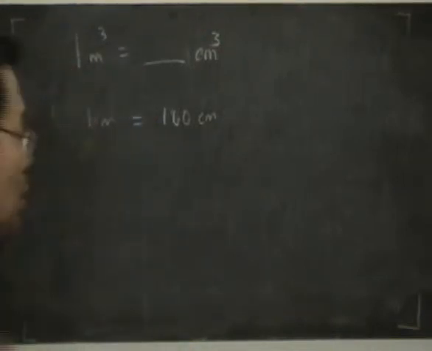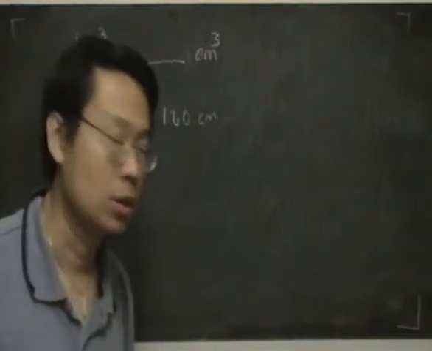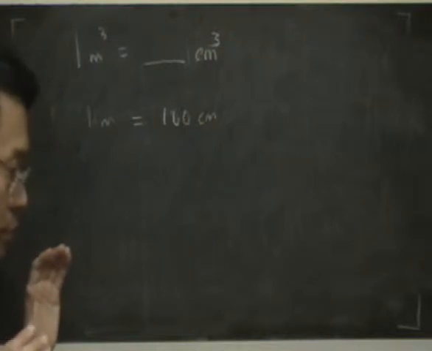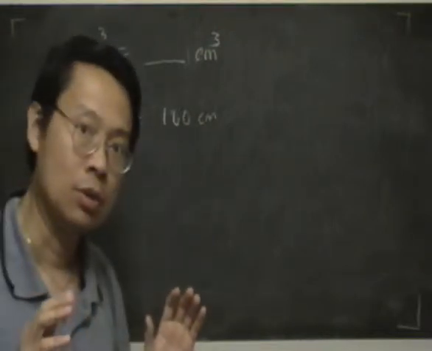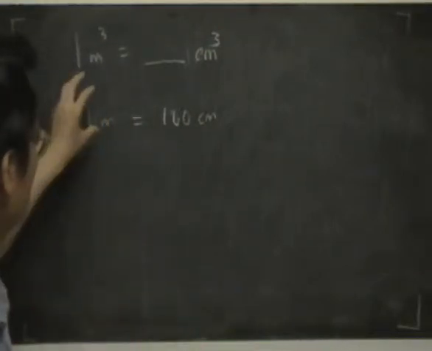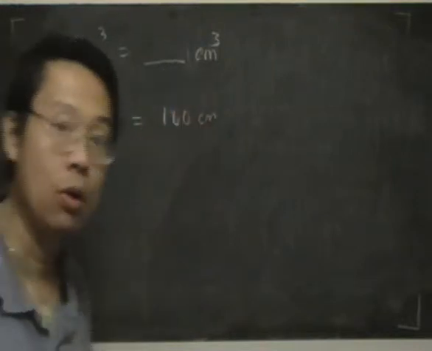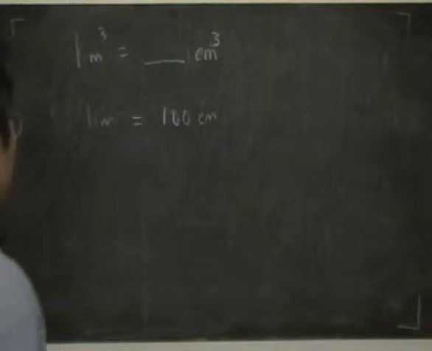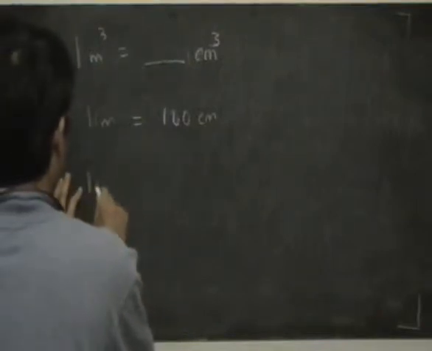And in order to get to the volume, we take the cube of both sides. Now what do I mean by that? Let me write this down again.